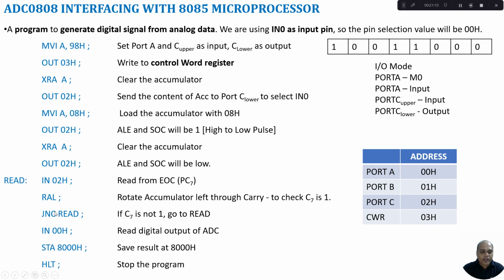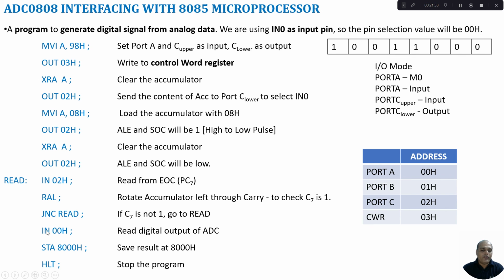So I'm going to continue this until I get a carry. So jump on no carry, read. If there is no carry, again and again I am trying to read the port C data. Once the carry is generated, once the end of conversion is generated, it will come out of this loop.